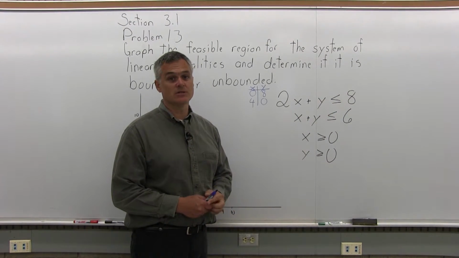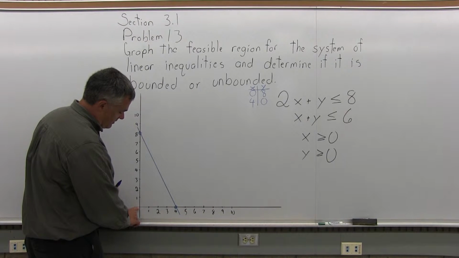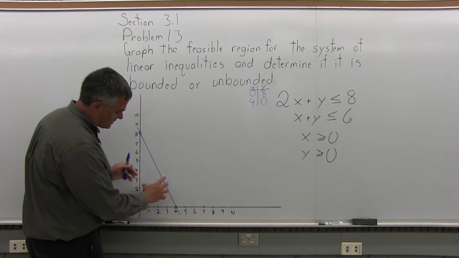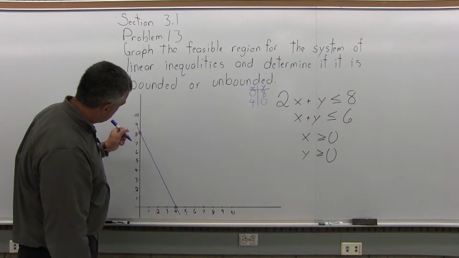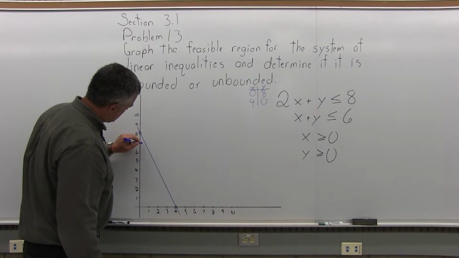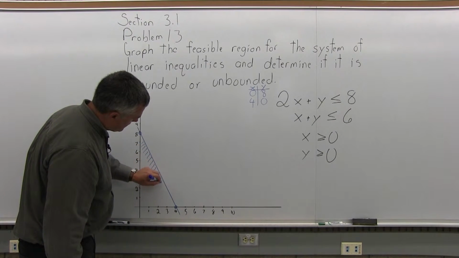Now that's true. 0 is definitely less than 8. So that means that my test point is in the shaded region. My test point is beneath the line, so the beneath the line area is the shaded region, and the other would be the blank region. So everything underneath the line I have on my graph right now is shaded.